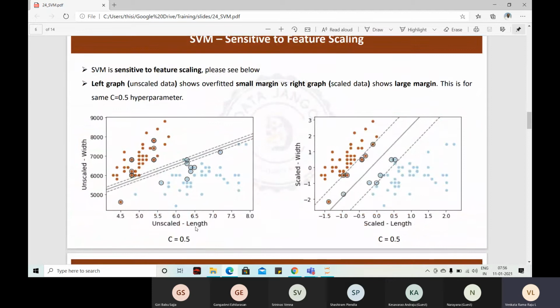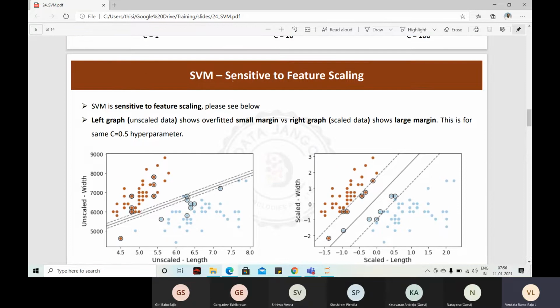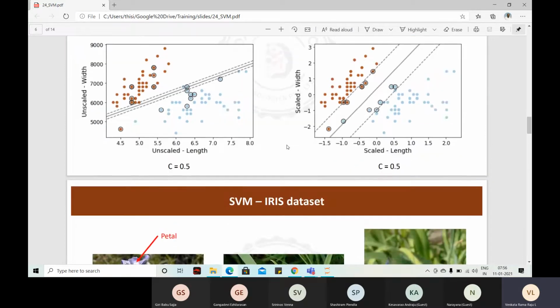Then we have seen the importance of scaling. When we don't do scaling and try to do the decision boundary, two data points fell on the wrong side. It was actually kind of a hard margin classifier, looking a bit overfitted, or the line is very congested. But when we did the scaling and built the model again, there is a large margin. So scaling is very important for SVM. Feature scaling is very important.